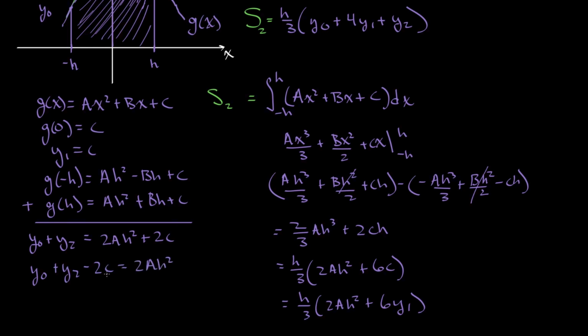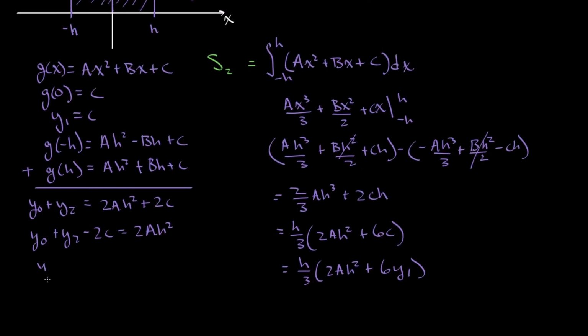And we said c was what? C is y sub 1. So let's do that. Here we go. Y naught plus y sub 2 minus 2 times y sub 1 is equal to 2ah squared. And that's exactly what we needed. So let's make that substitution and see what we get.